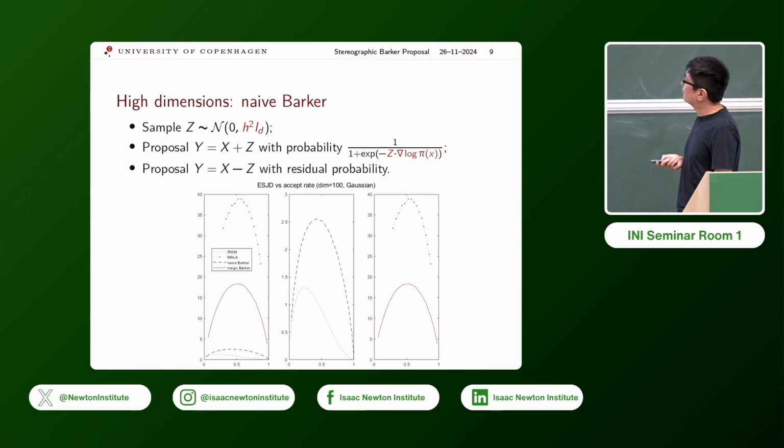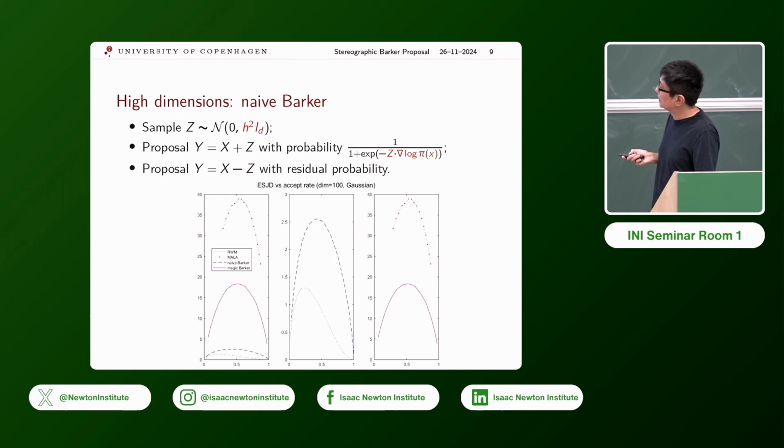And for the acceptance rate, gradient-based algorithms usually have this 57% optimal acceptance rate, which corresponds to the maximum expected square jumping distance. And for random walk Metropolis, we know the optimal acceptance rate is roughly 23%. And for this naive Barker, this optimal acceptance rate seems to be closer to 40%.